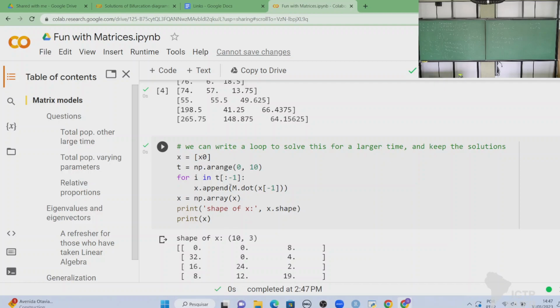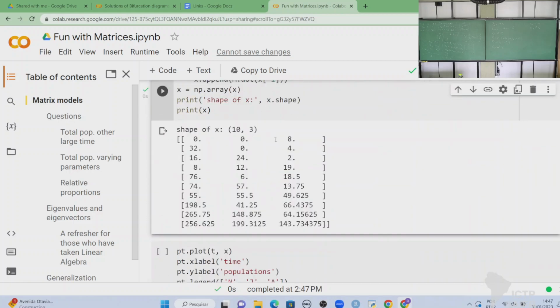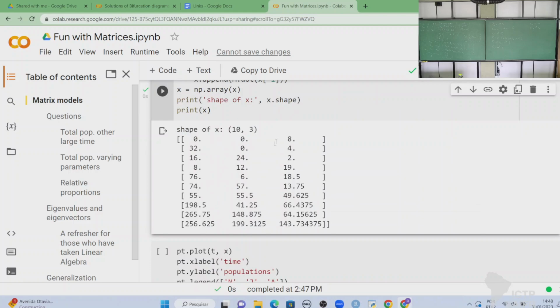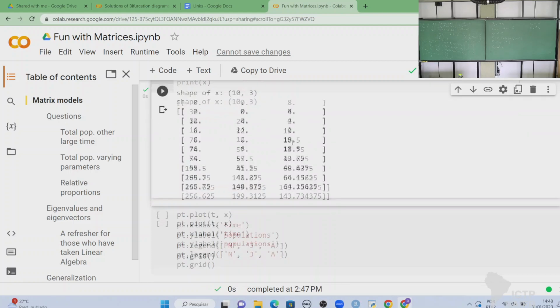So I had 10 time steps here, so I have a matrix that is 10 by 3. 10 lines, 1 for each time, and 3 columns, for newborns, juveniles, and adults. And now I see exactly the same numbers that I printed before: 0, 0, 8, 42, 0, 4, 16, 24, 2, and so on. Good. And then we can plot this.